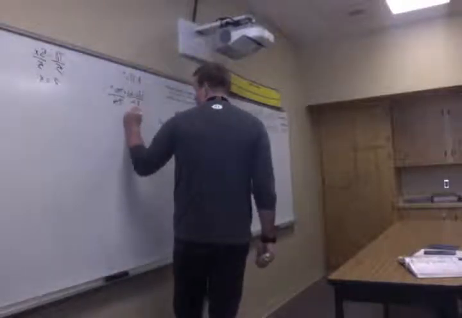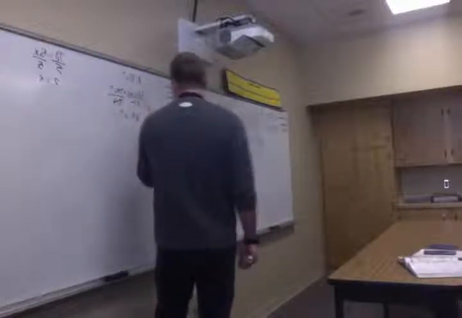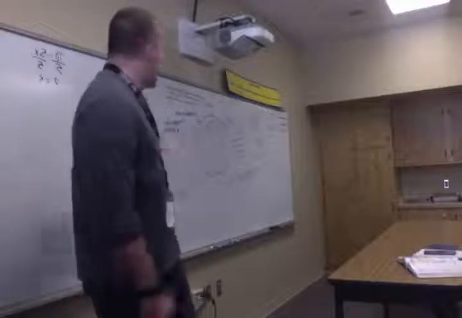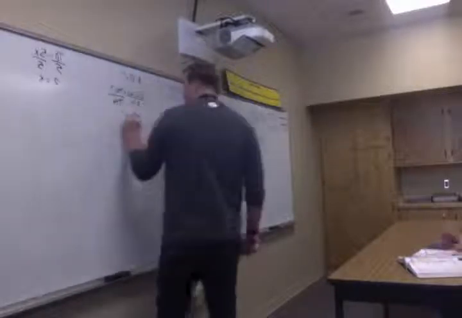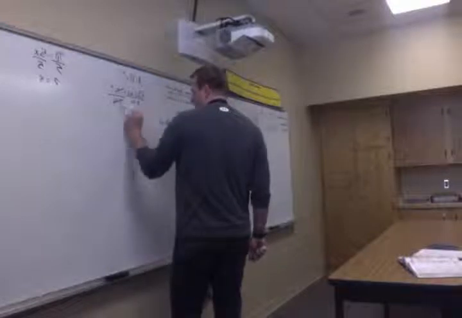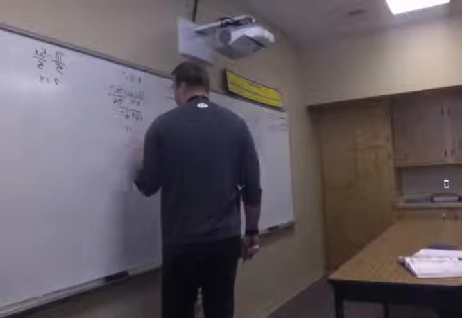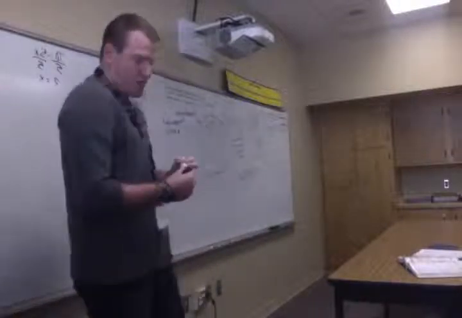169 equals r squared. Now this takes us back to the last chapter. Square root. We square root it. If I square root one side, I must square root the other side. That leaves me with a single r on the right, and then the square root of 169 is?